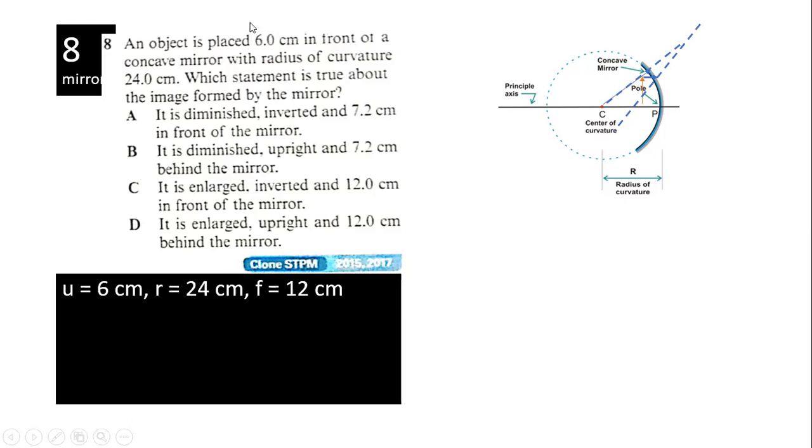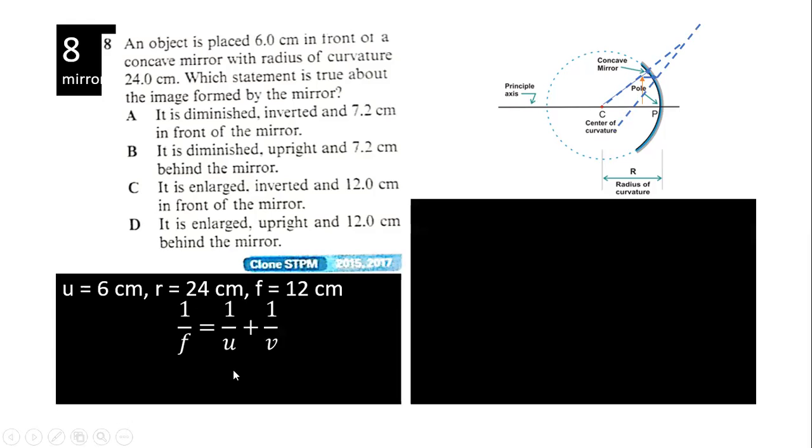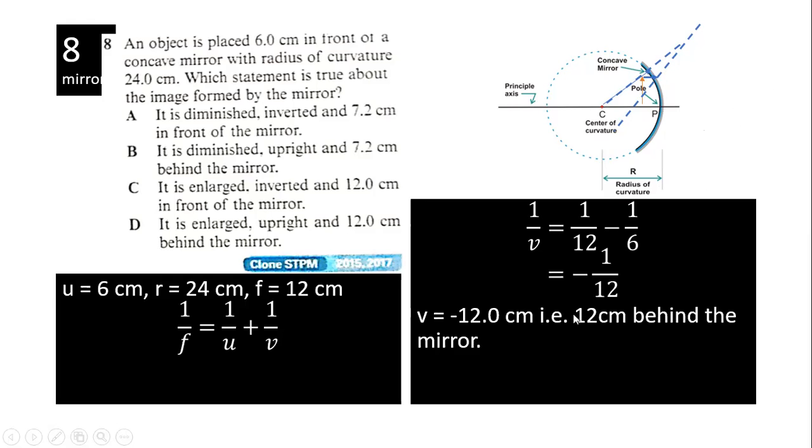Right? 6 cm object distance. 24 divided by 2 is 12, focal length. Right? I use the formula. You want object distance. Take this one across there, you get 1/12 minus 1/6. Okay, so you get minus 1/12. So it means it's on this side. 12 cm behind the mirror.